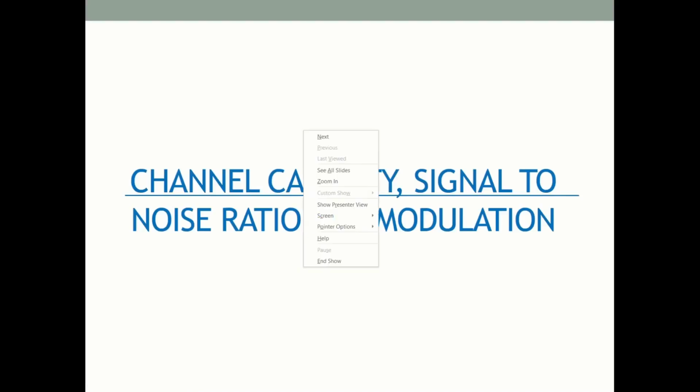In this video, we will discuss some important parameters related to communication system. So they are channel capacity. We will see what is signal to noise ratio and how it is related to the channel capacity. And then we'll just have a general introduction of modulation and its benefits.